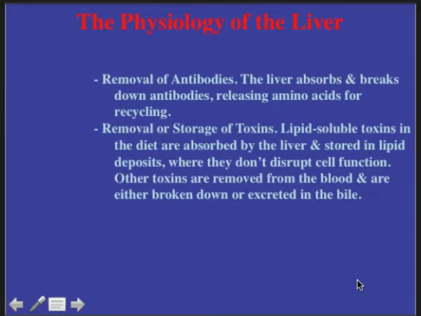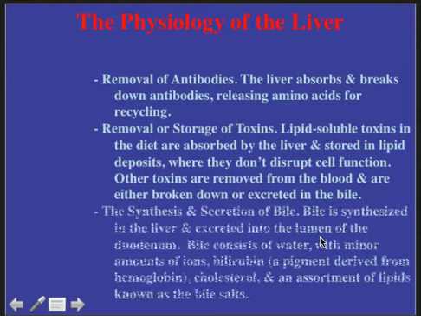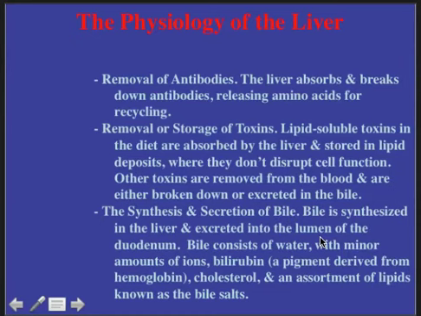And again, it removes toxins. Lipid-soluble toxins in your diet are absorbed by the liver and stored in lipid deposits where they don't disrupt cell function as easily. Other toxins are removed from the blood and are either broken down or excreted in the bile or by the urinary system. It also synthesizes and secretes bile, which is excreted into the lumen of the duodenum. It's made up of water with minor amounts of ions and bilirubin, which is a pigment that comes from hemoglobin, as well as cholesterol and an assortment of lipids, and these collectively are known as the bile salts.